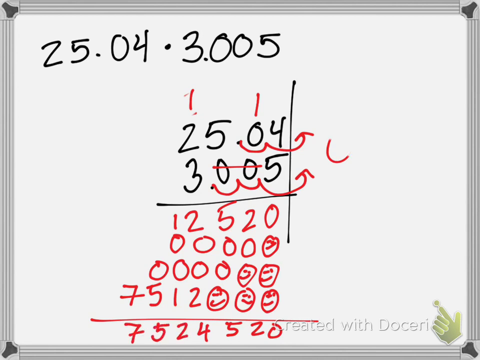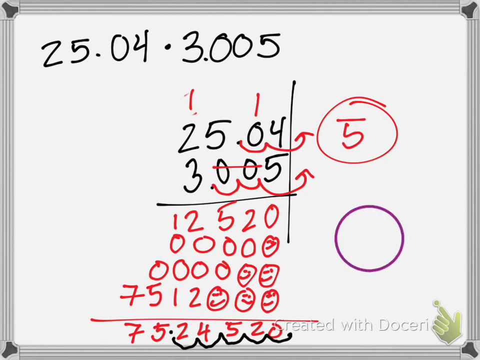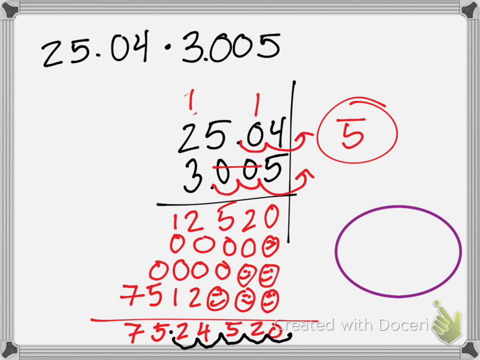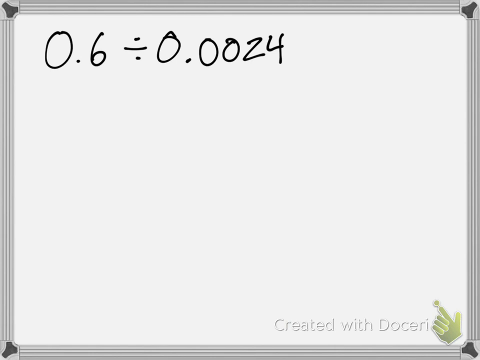But I need to bring it back. I wrote 0 there. I need to bring it back 5 times. So I bring it back 1, 2, 3, 4, 5. So my final answer for this problem, I get 75.2452, or 2,452 10,000ths.